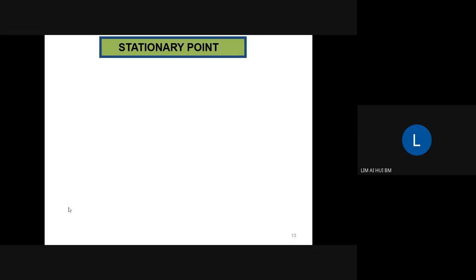Stationary point in bahasa Melayu kita panggil titik pegun. Okay, kita boleh panggil ini sebagai titik pegun. Titik yang dia henti sekejap. So when you're driving, you drive forward, and then bila you nak U-turn, you akan tekan brake, betul tak? Lepas tu baru you U-turn. Then the titik di mana kamu buat U-turn itu, yang kamu henti sekejap itu adalah stationary point.